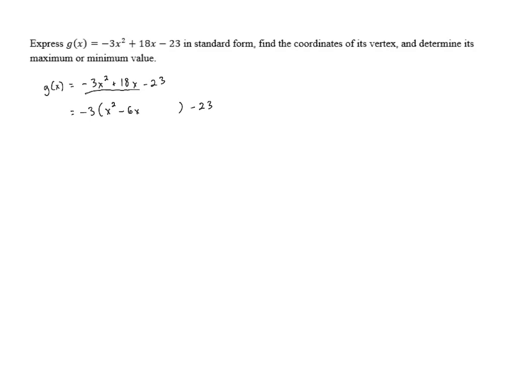Now, we need to complete the square. To do that, we take negative 6 divided by 2. That gives us negative 3. And then we square it, which gives us positive 9.